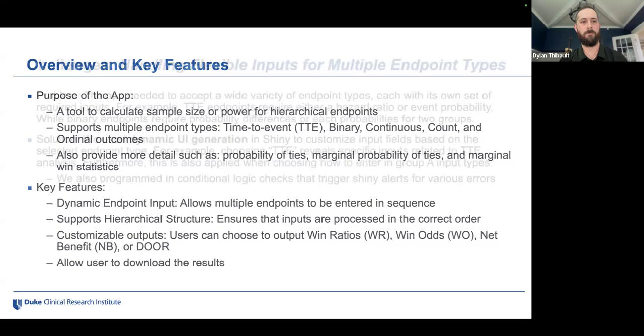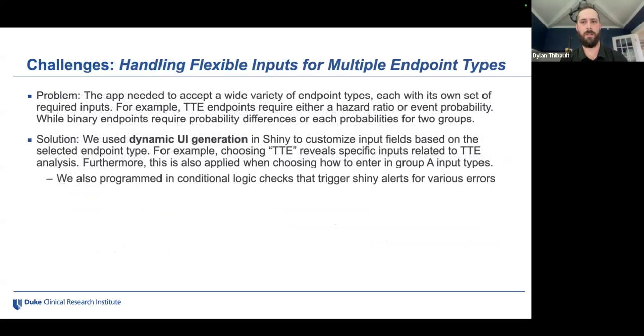Some of the challenges of this: the first one is allowing flexibility for inputs of multiple endpoints. The app needed to allow users to input any type of endpoint, and some of these have very different required inputs. The solution was to use dynamic UI generation in Shiny. The user is able to select the endpoint type they want to enter, and then it populates the fields relevant for that endpoint type. This is also relevant for entering specific input types for Group A compared to Group B, as you'll see in a demo. We also provided some conditional logic checks to trigger Shiny alerts to give the user the best experience possible.